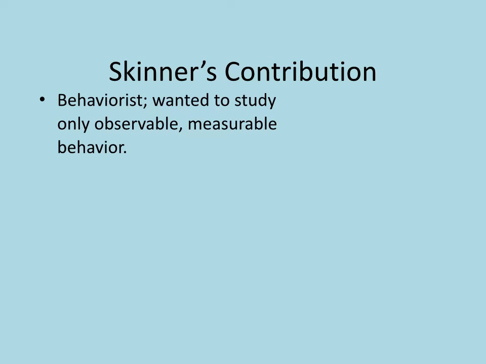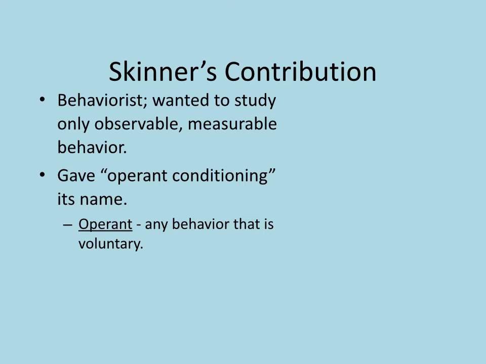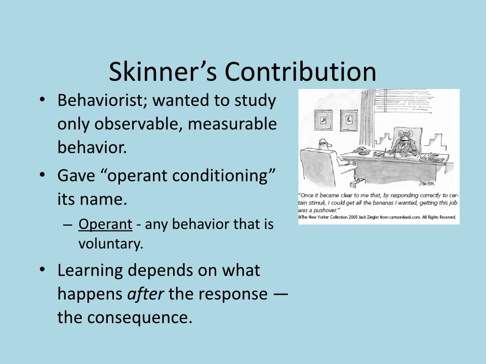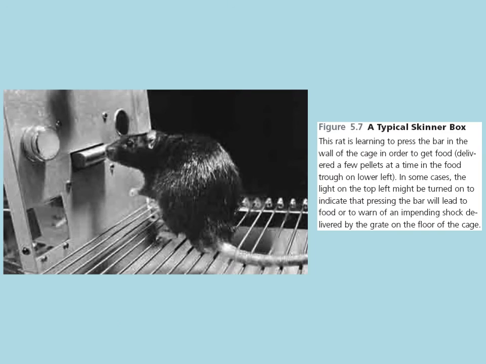Now, he wanted to study measurable behavior, and he gave operant conditioning its name because operant means voluntary. Everyone who is doing operant conditioning is doing it because they choose. Classical conditioning is being done because it's been elicited. Now, learning depends on what comes after the response. The consequence. Is it a positive consequence? Is it a negative consequence? Okay. Now, in class, I'm going to show you a bunch of Skinner boxes and a bunch of scenarios, which are pretty cool. But it's all about testing rats and mice, and even chickens were tested.